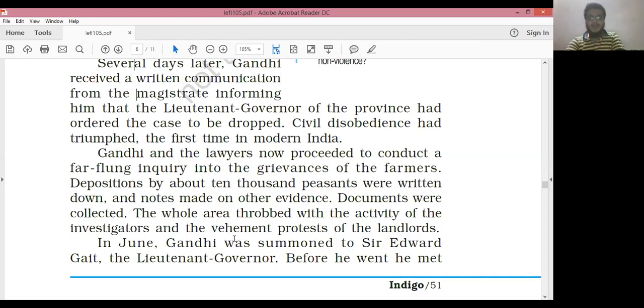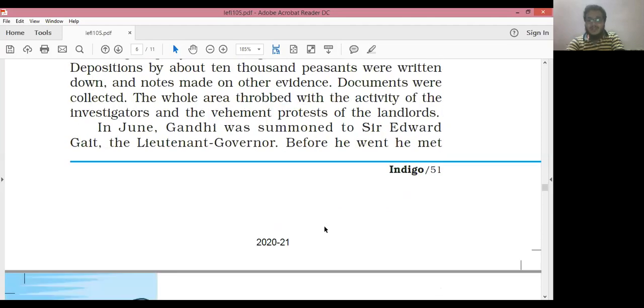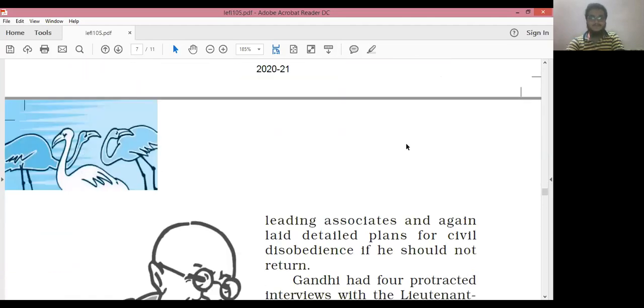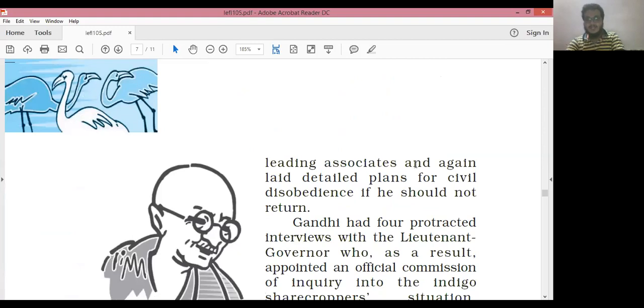And here, Edward Gait. Before he went, he met his leading associates and again laid detailed plans for civil disobedience in case he should not return. If he is not returning, there was a certain plan. He made all kinds of arrangements with those eminent people, with Rajendra Prasad and influential friends. So he arranged all the things and then he went for the meeting.